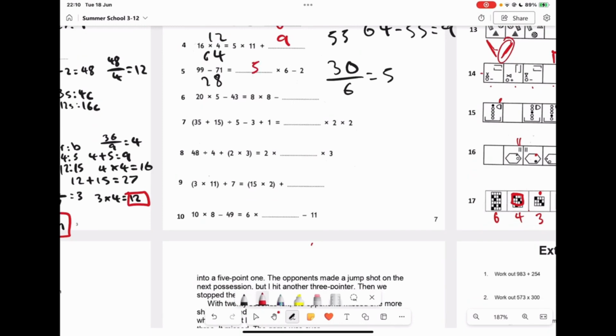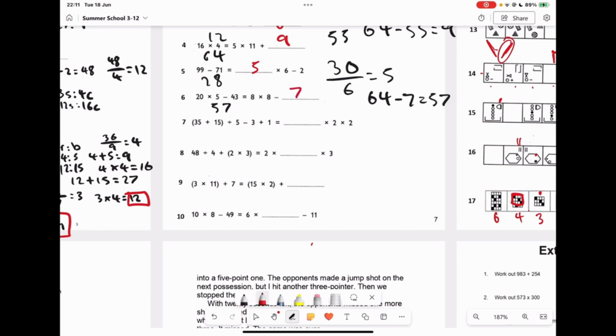Okay, 20 times 5 minus 43 is equal to 8 times 8 minus something. Well, 20 times 5 minus 43 is the same as 100 minus 43, which is then equal to 57. And then 8 times 8 minus something is equal to 57. So 8 times 8 is 64. 64 minus 7 is equal to 57. So the answer to our question will be 7.